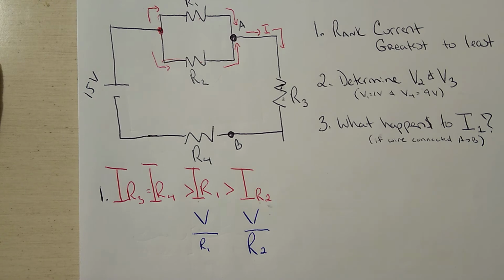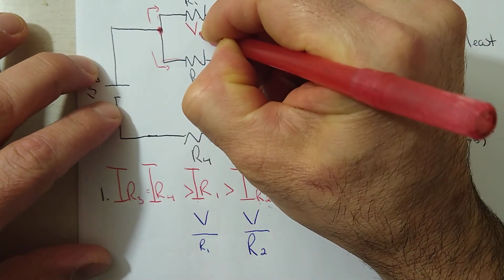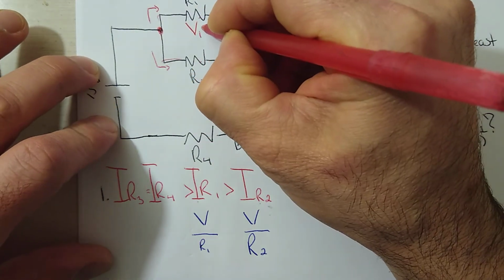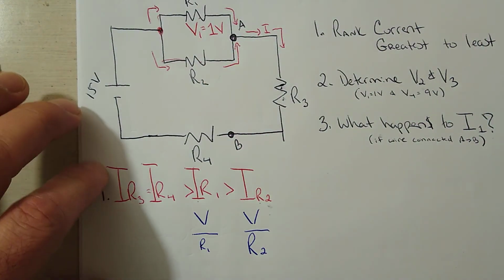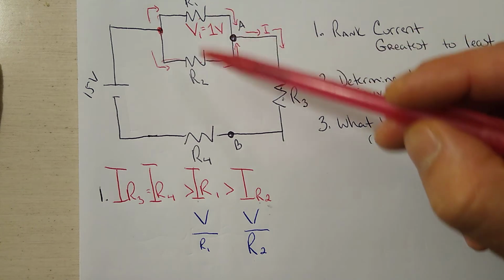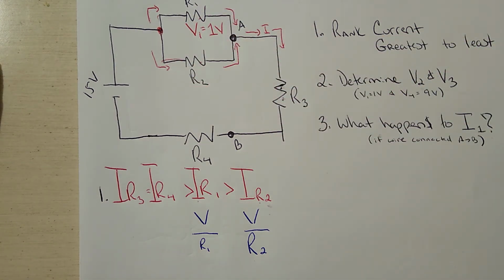Next, we got to figure out the voltage across the second resistor and the voltage across the third resistor. But we are given some information. We are given that the voltage across R1 is V1, which equals 1 volt. Okay, and we know that R1 and R2 are in parallel, so the voltage across R2 will also be 1 volt. Next, we just got to figure out what's going on with R3.